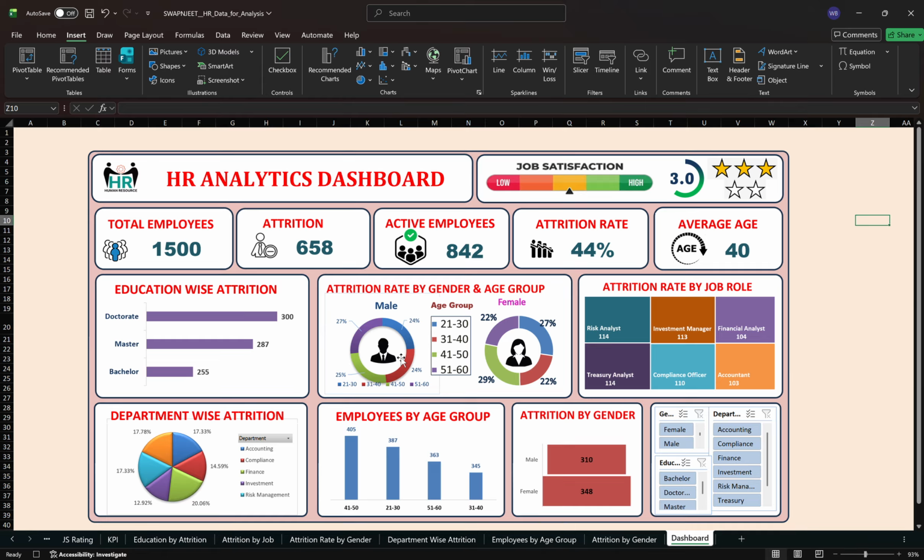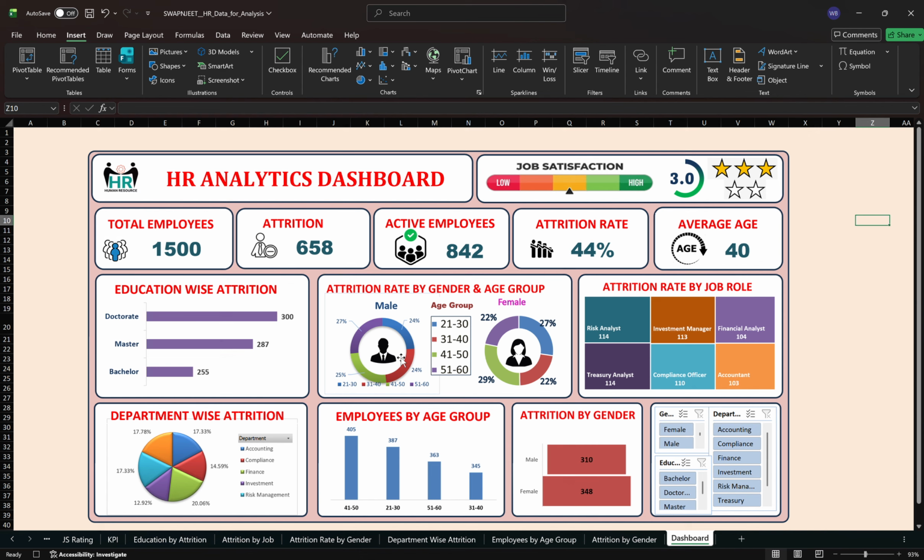So let's dive in. The purpose of this dashboard is to understand why employees are leaving the company, also identifying the groups which are most affected and uncovering the underlying patterns connected to job satisfaction. We'll also include the demographics, the departments and the job roles in this dashboard. So let's dive in more deeply into this dashboard.